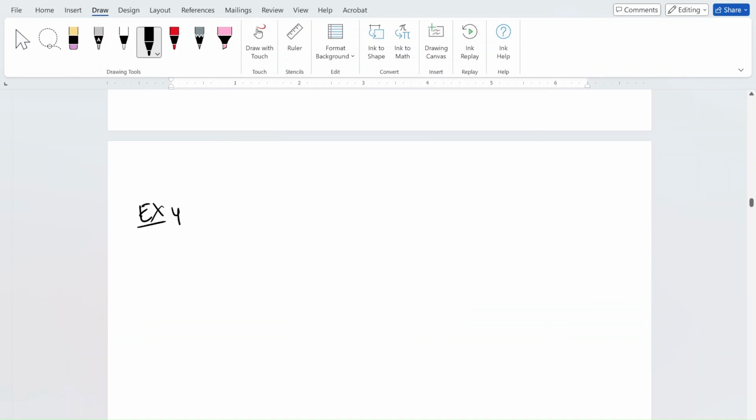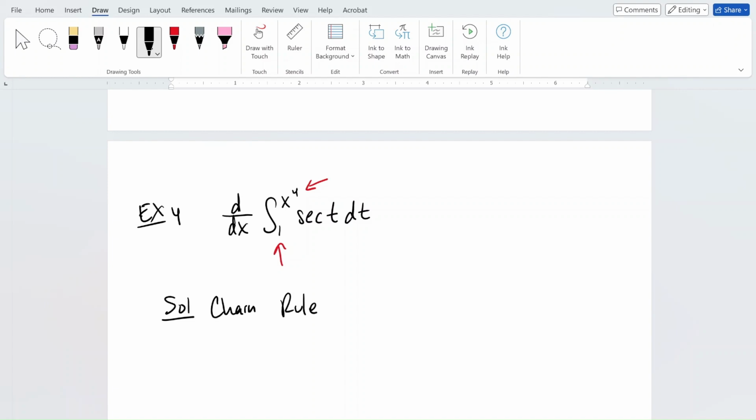If I gave you an example that says find the derivative with respect to x of the integral from 1 to x to the 4th of secant of t dt, notice here that your a is 1, but your b is no longer x, it is x to the 4th. So we're actually going to need to use the chain rule with your fundamental theorem of calculus part 1.